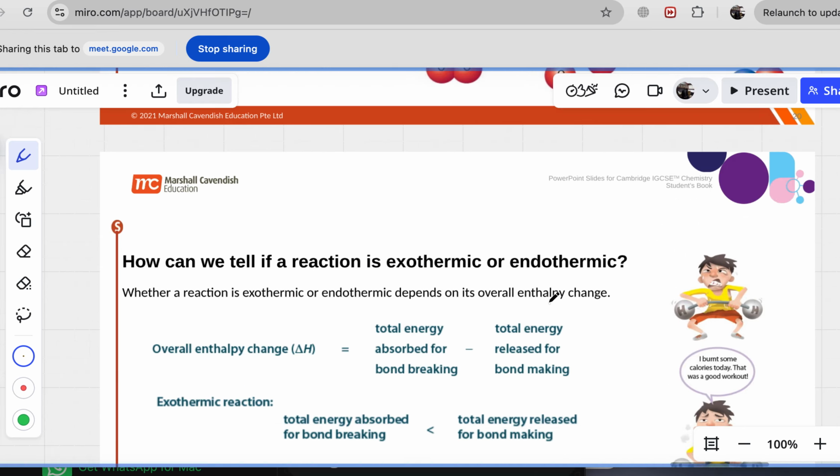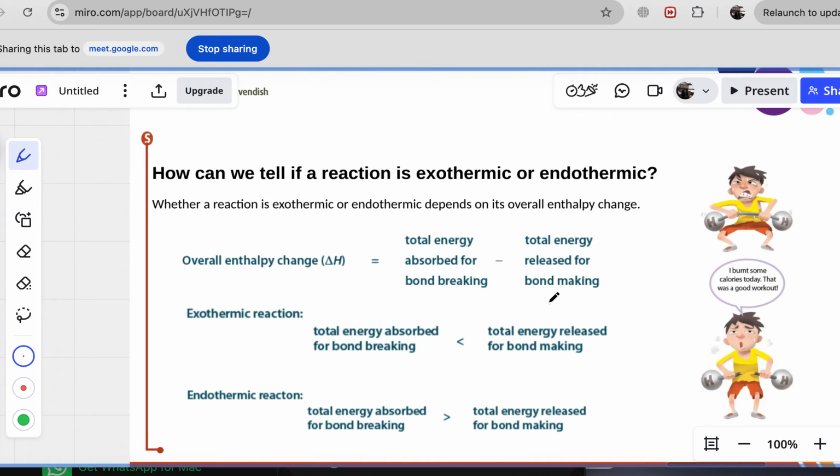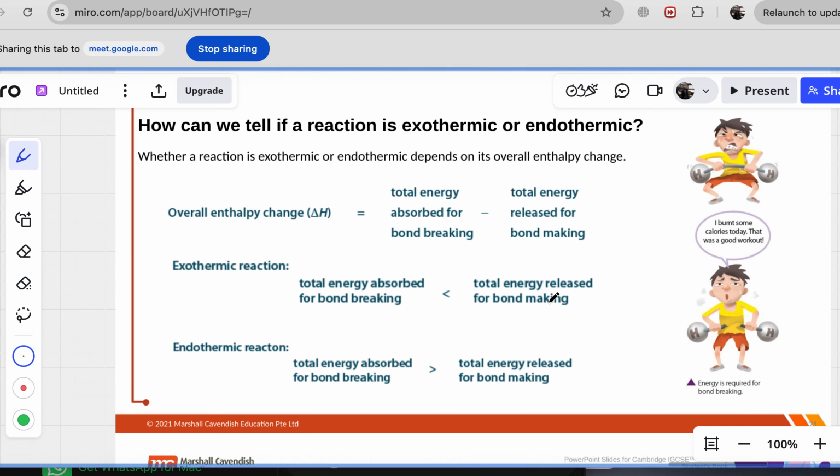If it's negative, it's exothermic. If it's positive, it's endothermic. Now let's move on. How can we tell if a reaction is exothermic or endothermic?